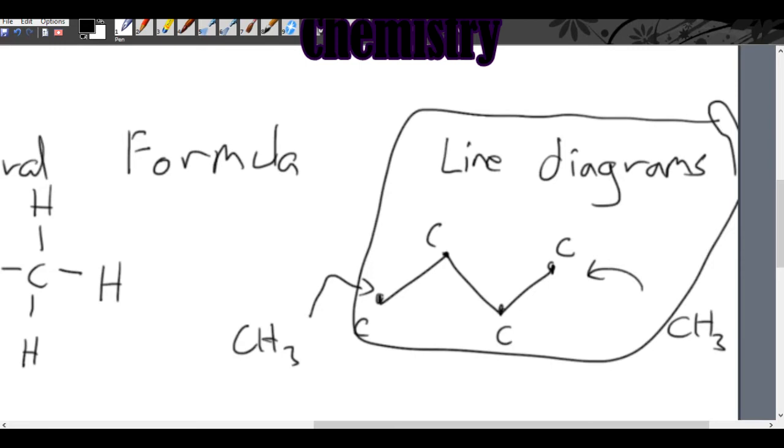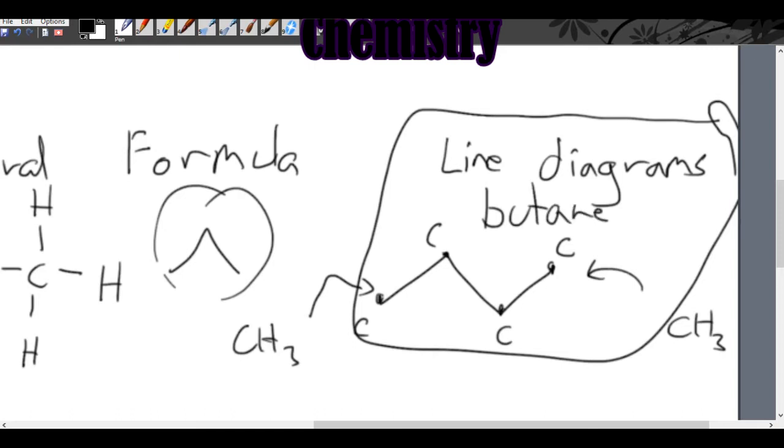So for example, if you have this here, we can call this, actually sorry, this is butane, by the way. This is butane, my bad, because there are 4 carbons here. There's 1, 2, 3, 4, and right here is propane.